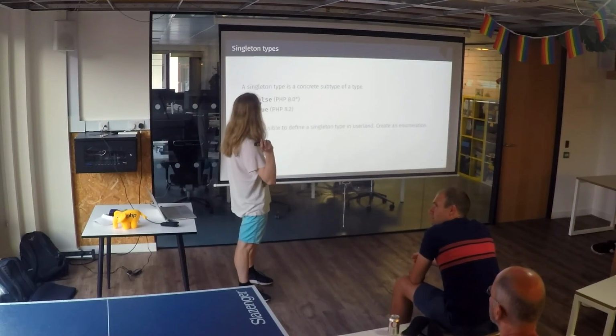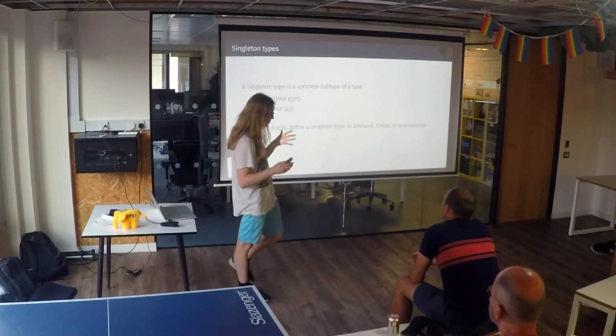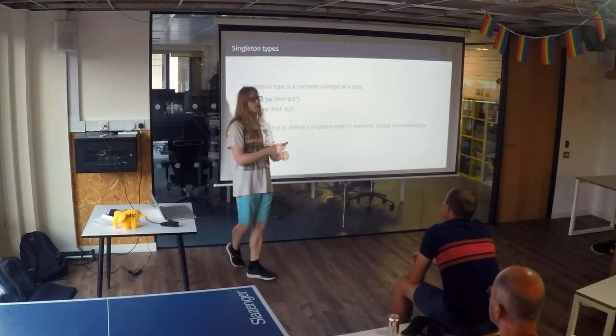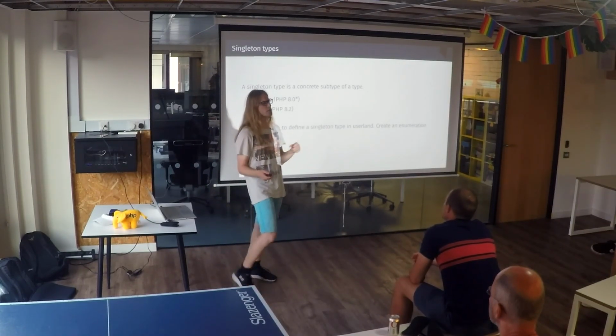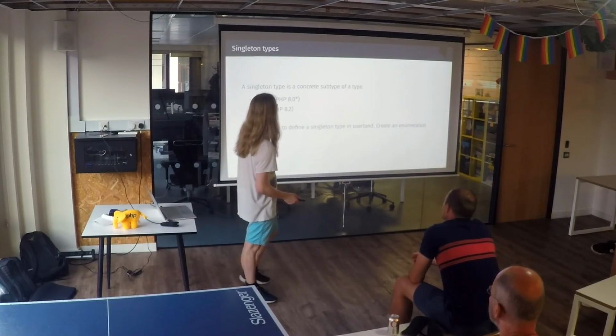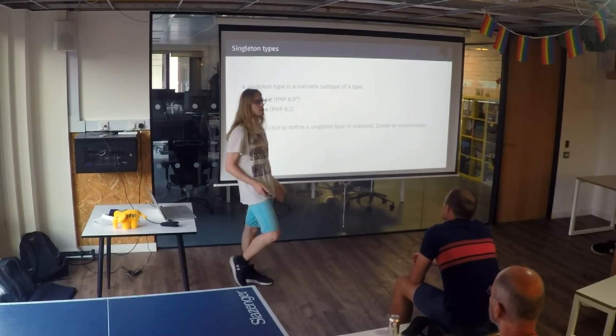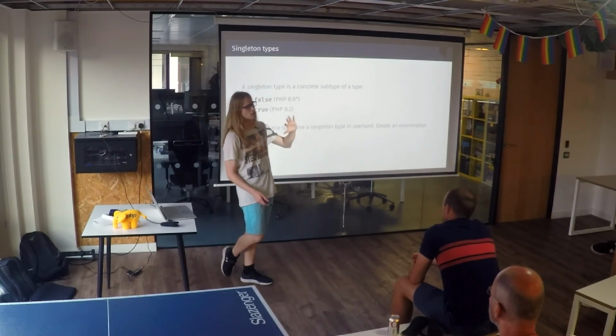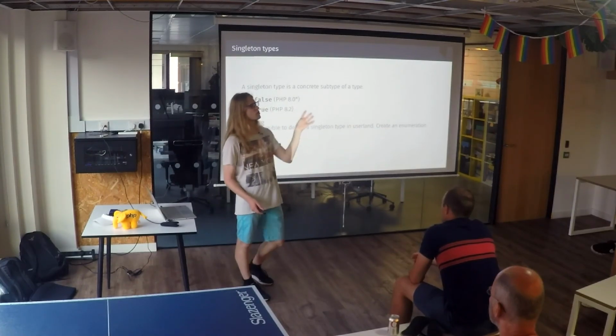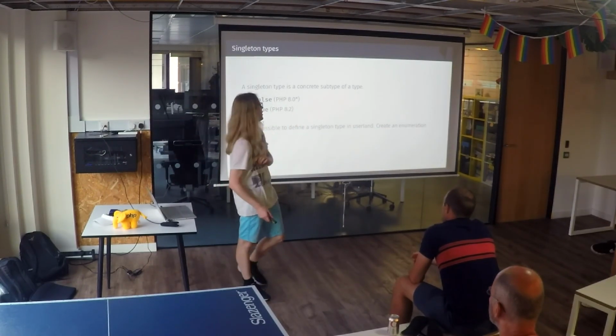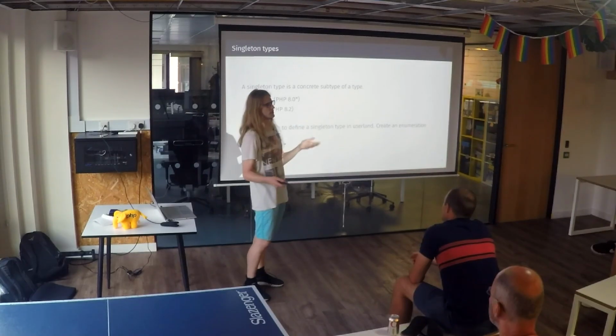So yeah, singleton types. A singleton type is a concrete subtype of a more general type. So in PHP, we have two of them. We have false and true. False is since PHP 8.0 and has the same caveat as null, in that you can only use it as part of a union type prior to PHP 8.2. And yeah, true just exists since then.